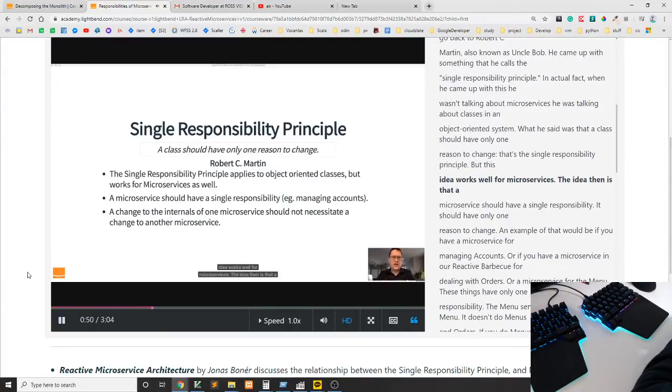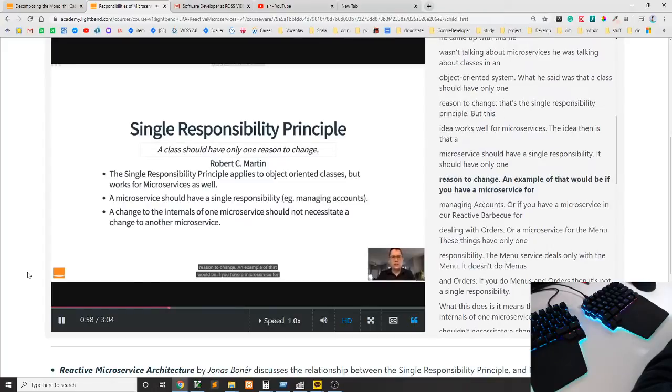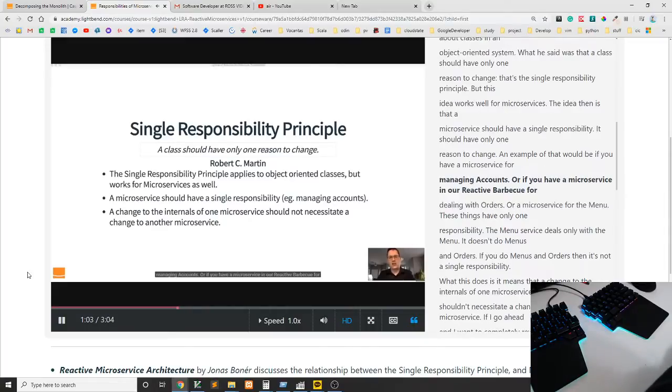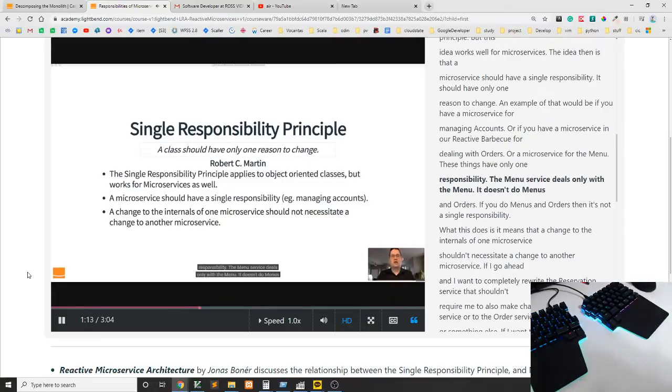But this idea works well for microservices. The idea then is that a microservice should have a single responsibility. It should have only one reason to change. So an example of that would be if you have a microservice for managing accounts, or if you have a microservice in our reactive barbecue for dealing with orders, or a microservice for the menu. These things have only one responsibility.